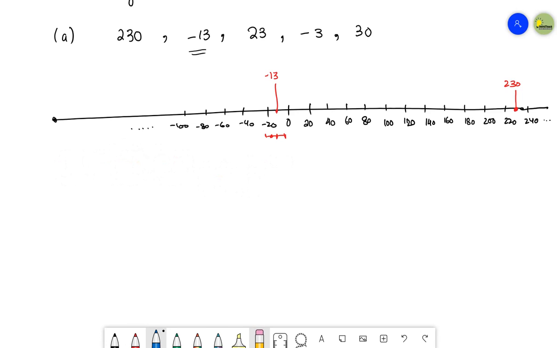Now I have 23. 23 is a positive value. My number line has 20 and 40. So I know that 23 is somewhere in between 20 and 40. If I consider the middle value, it is 30. And 23 is nearer to 20. So it will be somewhere over here. Why? Because we have 21, 22, and then 23. 23 is a very, very close value to 20. So what I will do, mark a dot over here, make a line and draw 23.